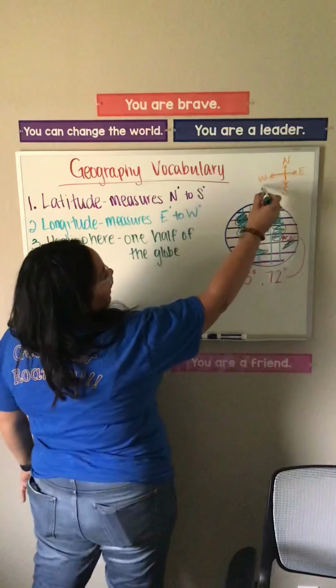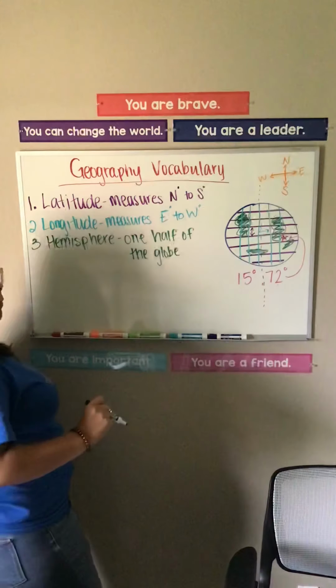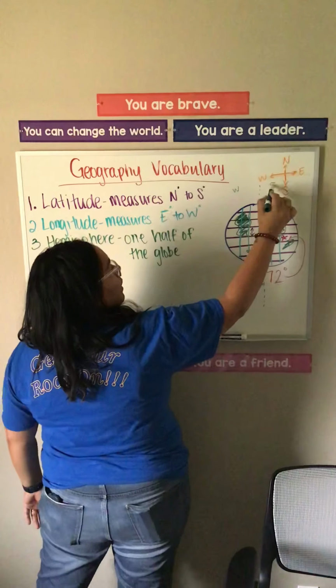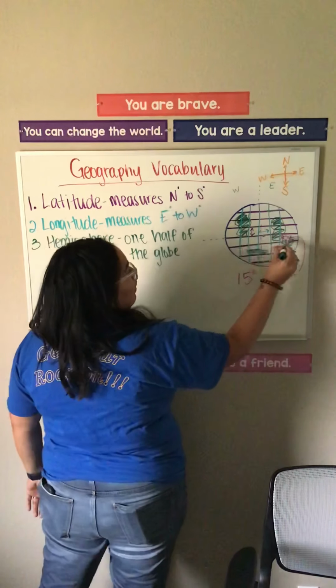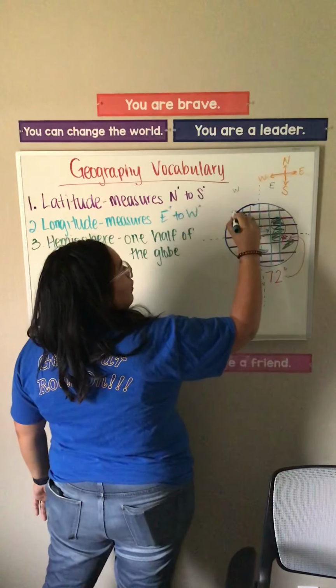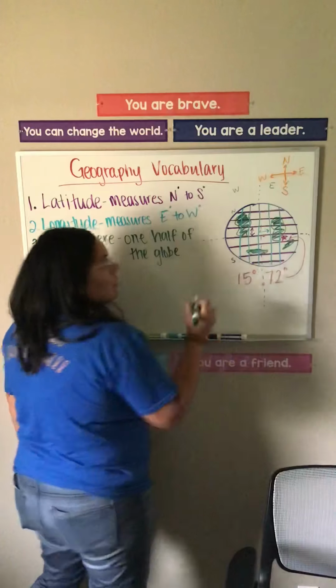So if I went like this, and I divided, right? This side would be the Western Hemisphere, this side would be the Eastern Hemisphere. If I divided it this way, right, this top part would be the Northern Hemisphere, and this bottom part would be the Southern Hemisphere.